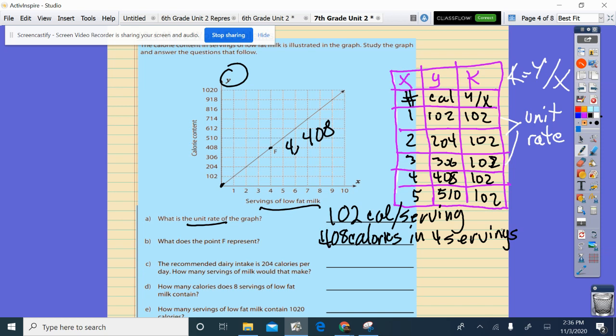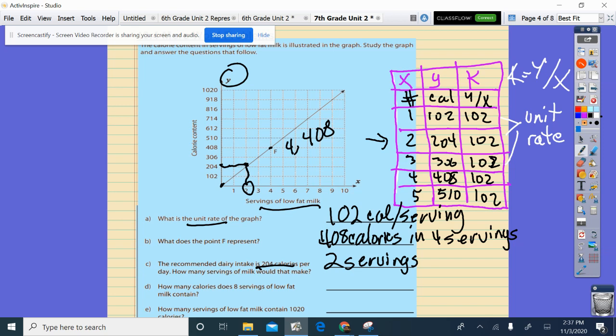The recommended dairy intake is 204 calories per day. How many servings of milk would that make? Well, I can do this a couple different ways. I say 204, so I look here at my graph and I go over to the line where it intersects from the y-axis and I go straight down, and that's 2 servings. I also could go up here to the table and see 204 and 2 servings also.